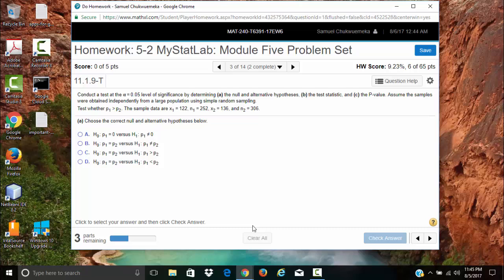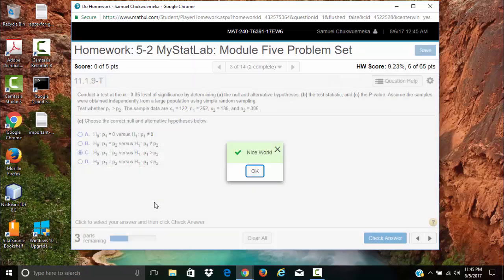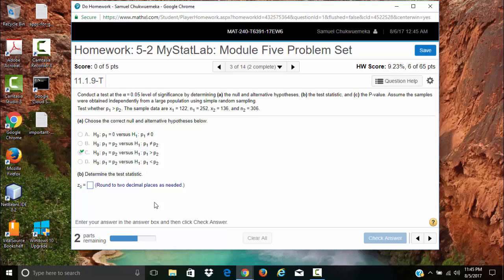So, of course, the null will be that the first population proportion equals the second population proportion, P1 equal to P2. The alternative will now be P1 greater than P2. So this is C. The null is always that both of them are equal. And then the alternative, you see this is greater than. So this is a one-tailed test, right-tailed.